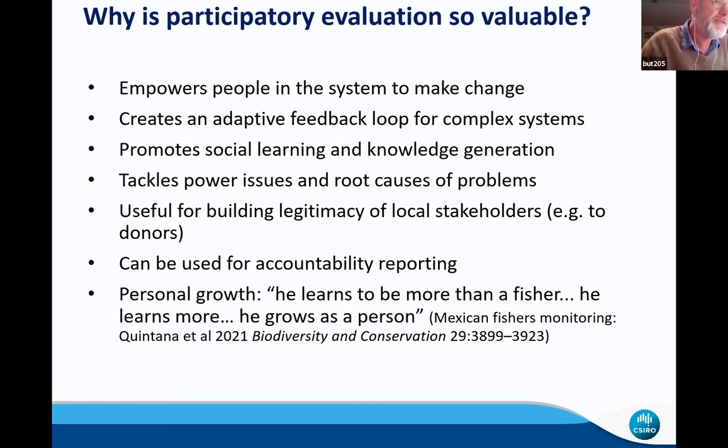But also, one thing that has been published quite recently, a paper, was about the personal growth that local partners and stakeholders can feel when they learn how to do participatory evaluation and then do it themselves. And the quote in this paper, which I thought was quite nice, is about fishermen, in this case in Mexico. He learns to be more than a fisher. He learns more, he grows as a person.